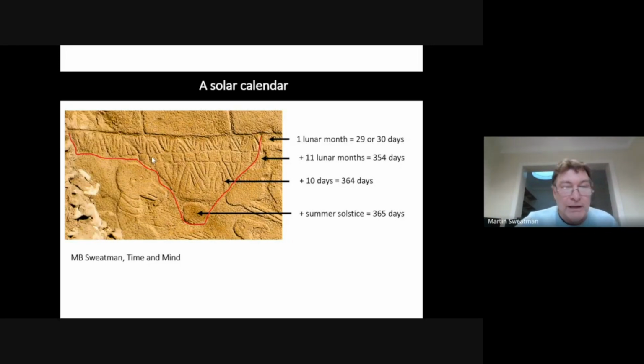But underneath the 11 little boxes, we have 10 more V symbols. So if we add them to the count, we have a total of 364 days, which is obviously just 1 day short of an entire solar year. So we have a day missing. But look how this pattern seems to be focusing down onto the disk symbol. I suggest that this is a deliberate design.